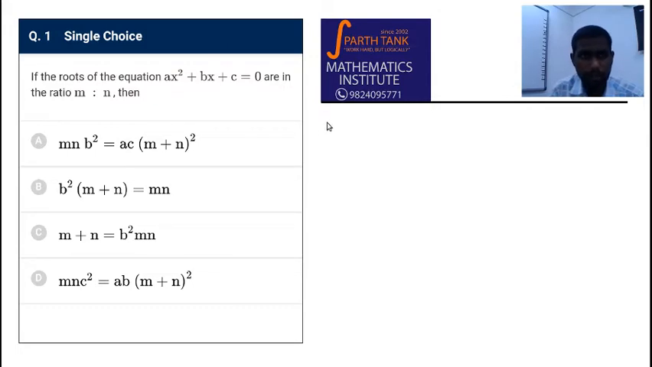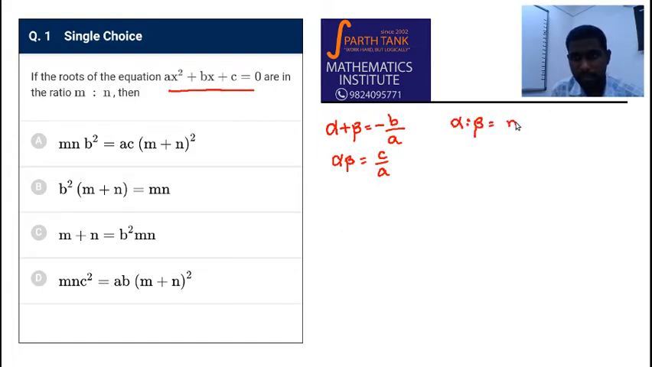For a general quadratic equation of this form, ax squared plus bx plus c is equal to 0, you know that if alpha and beta are the roots, alpha plus beta is minus b by a, and alpha beta is c by a. They have also given us that alpha is to beta is in the ratio m is to n. Therefore, we can write alpha as m into some k and beta as n into k. Substitute both of these in these equations.